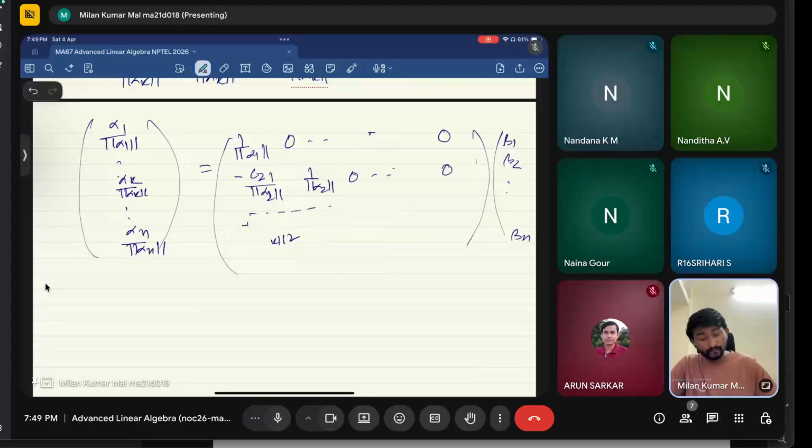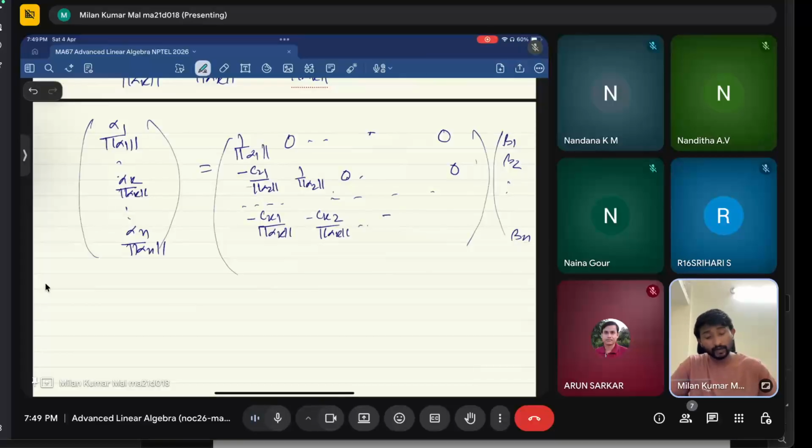So in this way, let me write this one once again. So this will be minus c21 by norm of alpha 2, 1 by norm of alpha 2, and all the way 0. Next is 0. So in this way the kth row will be minus ck1 by norm of alpha k, minus ck2 by norm of alpha k, all the way. Just the kth entry will be 1 by norm of alpha k. Next is 0 0 0, and in this way we will get a lower triangular matrix.